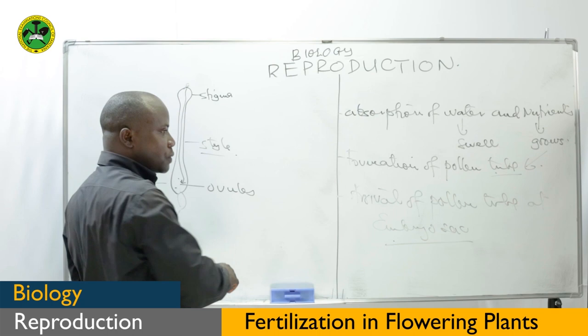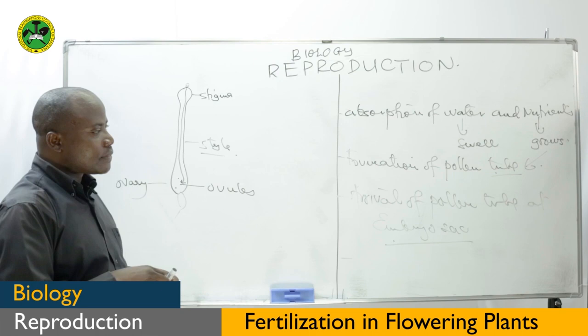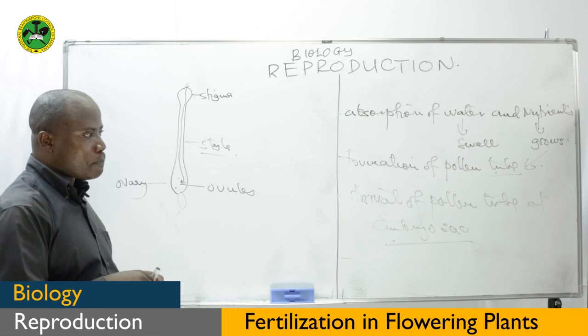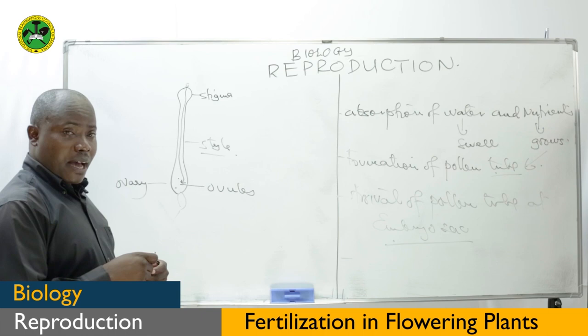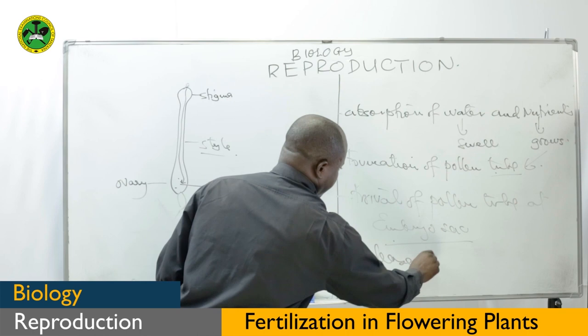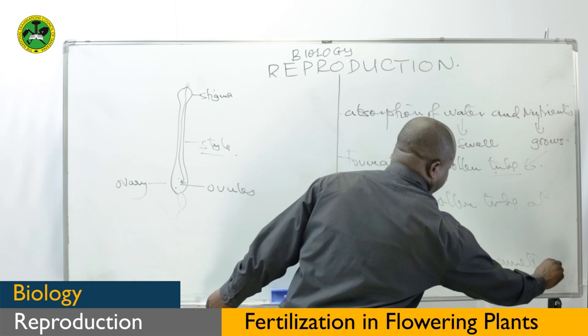Another aspect you have to consider here is that when the pollen tube has arrived at the embryo sac, what happened? The pollen tube tip bursts open and releases the male gametes into the embryo sac.